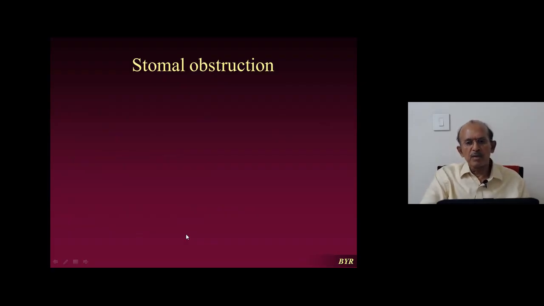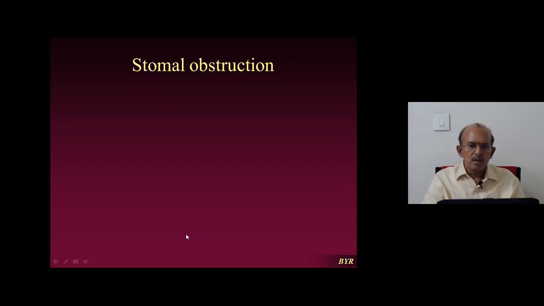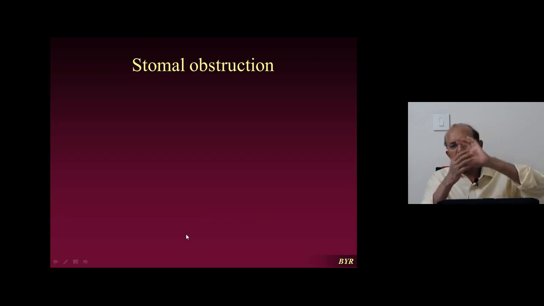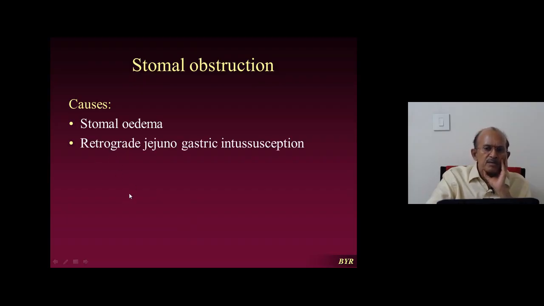Stomal obstruction. What is meant by stoma? When you do gastrojejunostomy, the opening between the stomach and jejunum is called stoma. Actually, stoma means mouth. But when you do anastomosis, you call it a stoma. Stomal obstruction: the opening you have made between the stomach and jejunum gets obstructed. Causes: stomal edema. In the postoperative period, there will be a lot of edema which may cause obstruction.